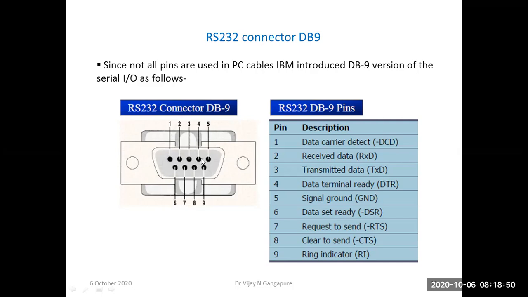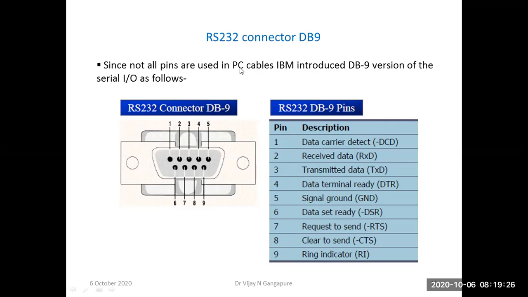1 2 3 4 5 6 7 8 9. And these are the pins and their functions. Pin number 1 is data carrier detect, pin number 2 is received data, 3 is transmitted data, 4 is data terminal ready. But in actual serial communication, even all 9 pins are not used, only 3 pins, like RxD, TxD, and ground, are used for actual serial data communication. So that is written here.